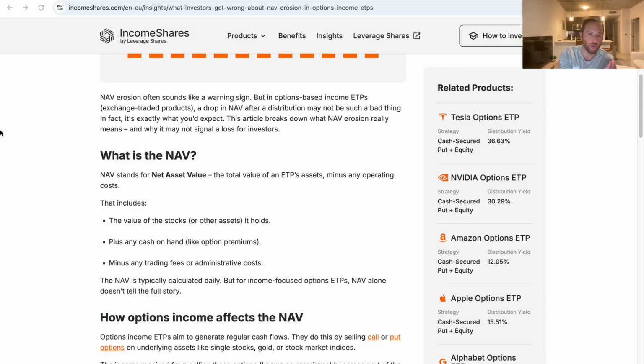Before we understand what NAV erosion is, we have to understand what NAV means. Well, NAV means the net asset value, and that truly is the total value of an ETF's or an ETP's assets minus any operating costs. So the NAV will include the value of the stocks or the underlying asset it's holding, any cash on hand it's holding, minus anything like operational costs, administrative costs, trading fees. And it's typically calculated on a daily basis. So the NAV is somewhat equivalent to a stock or ETF's price you see in the market.